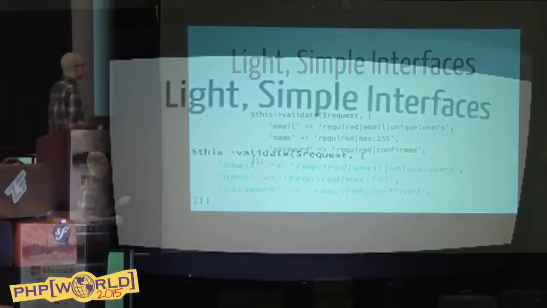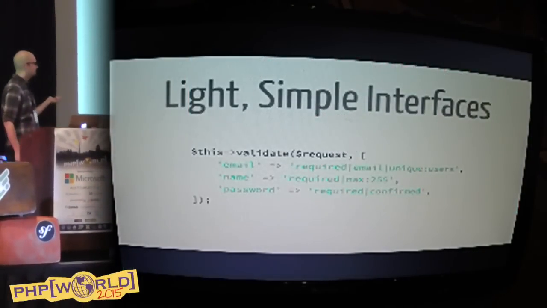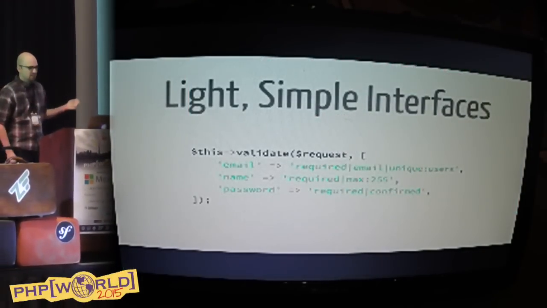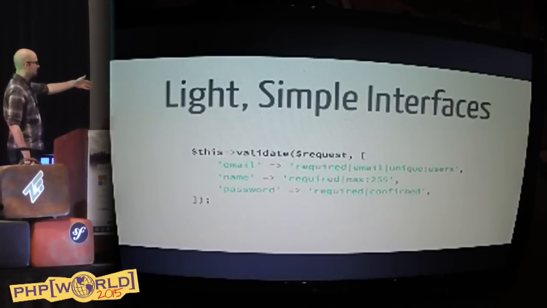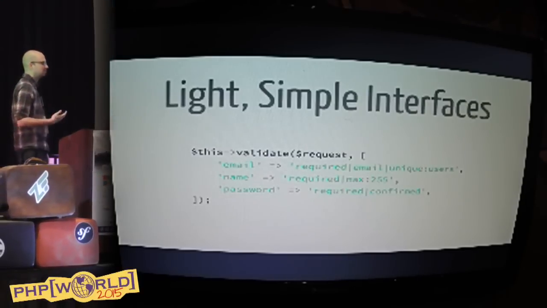The validation is actually really simple. You just give it an HTTP request, you give it an array of rules, and you can say really common use cases, like verify that this email is unique in the users table. This is for a user registration.